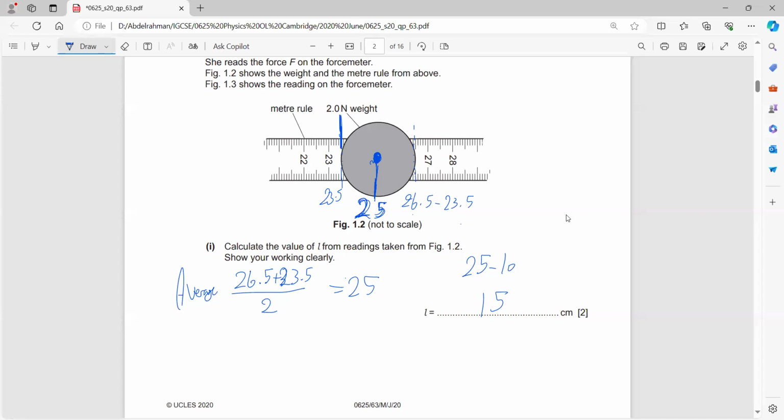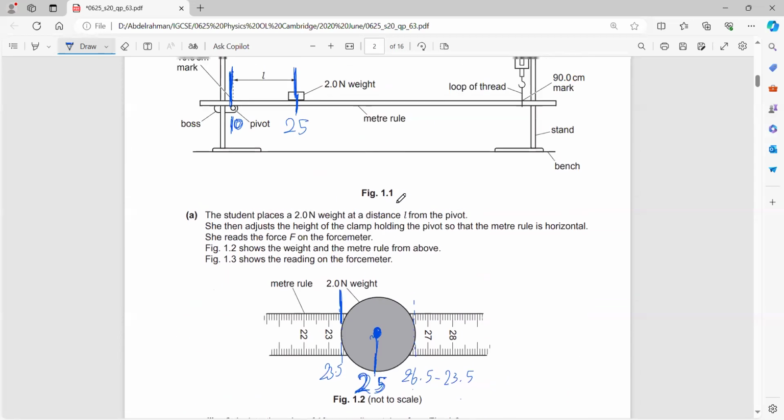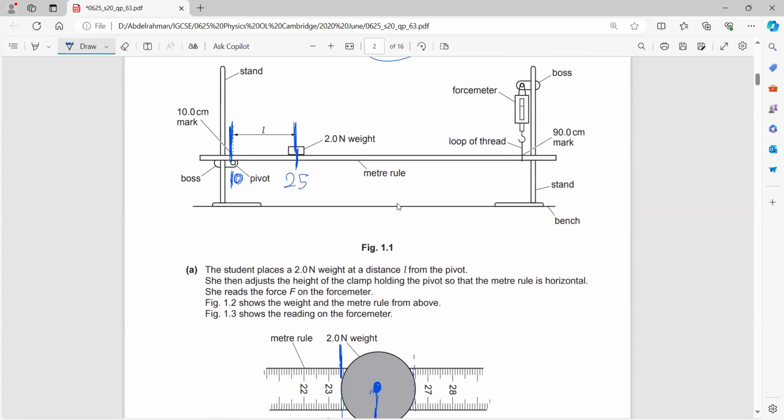Now, when the center is at the 25 centimeter mark, does that mean that the distance between this weight and the pivot is 25? No. The pivot was at the 10 centimeter mark and this was at the 25 centimeter mark, so the distance between them is 25 minus 10, which is 15 centimeters. Okay.